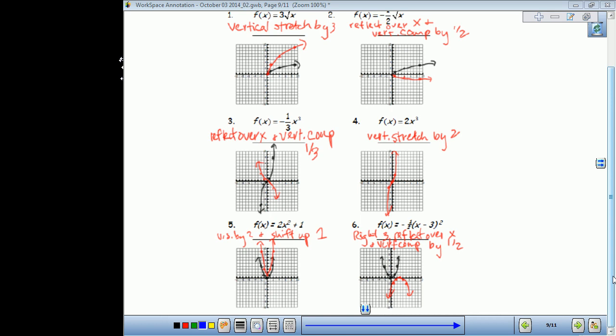The (4, 2) would flip down to (4, -2), and then go up by half. So everything with a negative reflects first and also compresses. Number 6, does this look like there's any compression? Yeah, with the negative on the outside, and then on the inside it reflects with the.